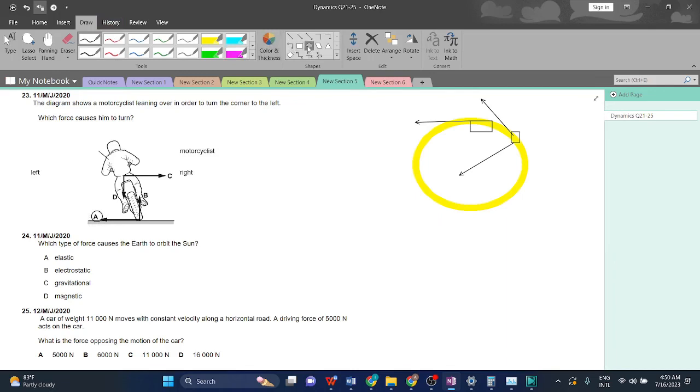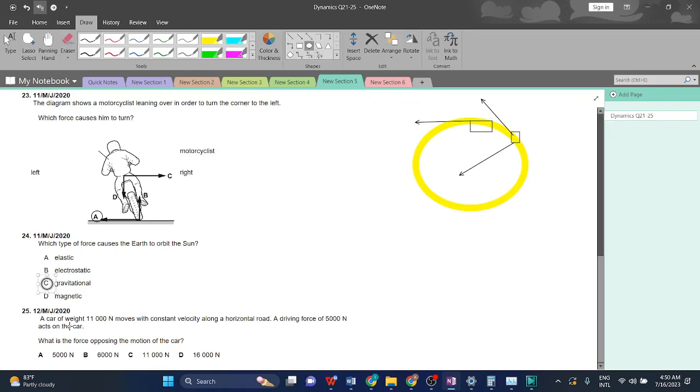अच्छा जी. Question 24. Which type of force causes the Earth to orbit the Sun? It's the gravitational force because of Newton's law of gravitation.